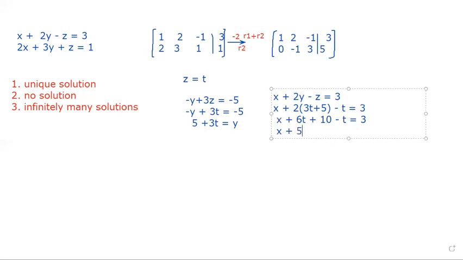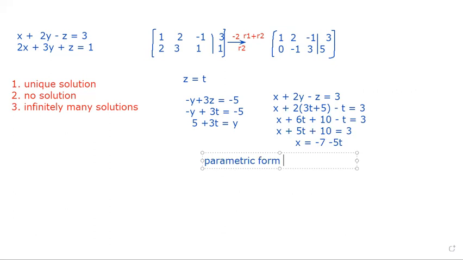x plus 5t plus 10 is equal to 3. And once we solve this and get x by itself, we're going to have x is equal to -7 minus 5t. So our solution is going to be -7 minus 5t, 5 plus 3t, and t. All right. This is parametric form. Our solution is in parametric form.